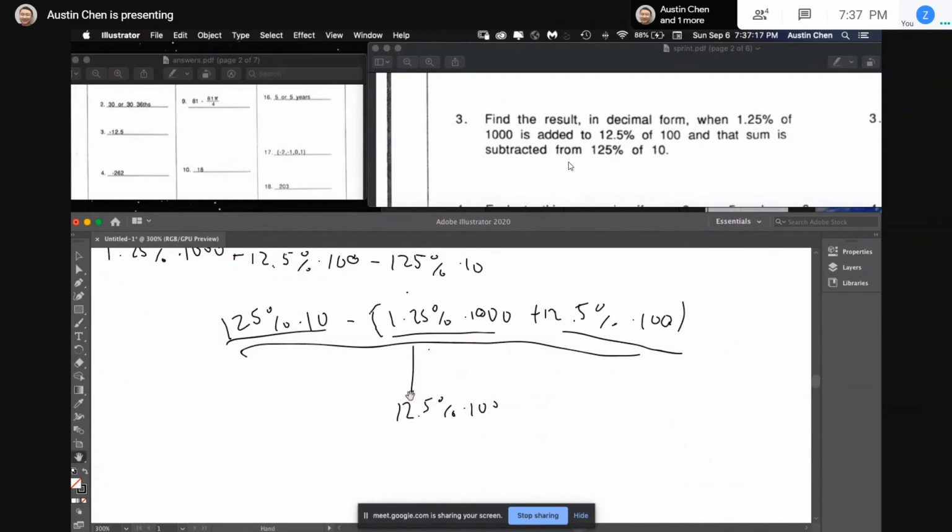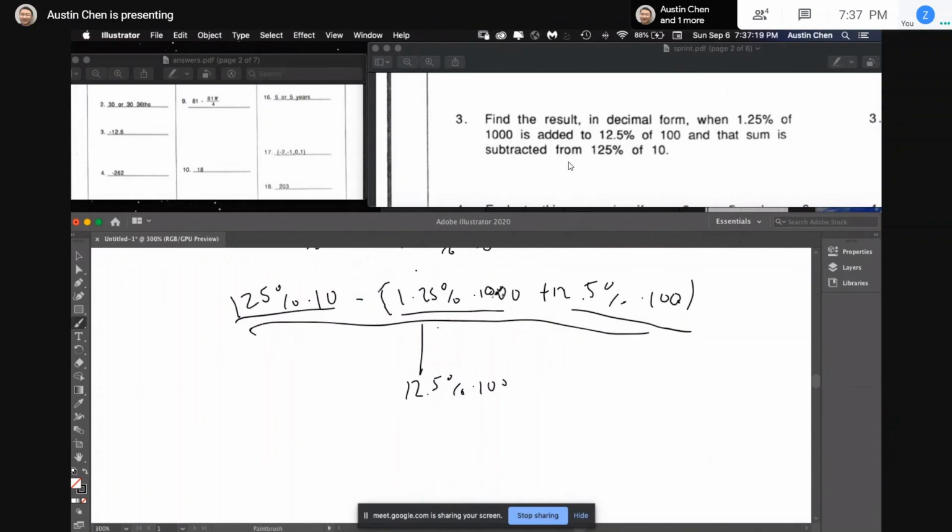Okay, so if all of these are the same thing, then we can just cancel one of these out, right? Because this is positive, this is negative, so they cancel. Now this is still going to be negative, right? Because it's in the parentheses. So now our entire value is just 12.5% of 100.